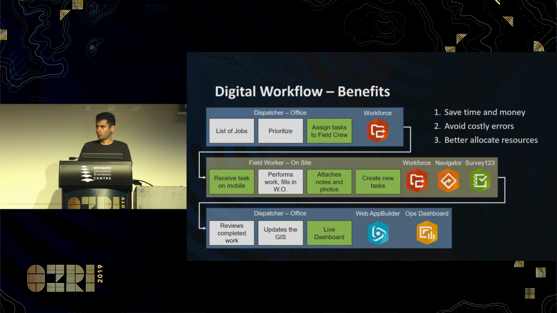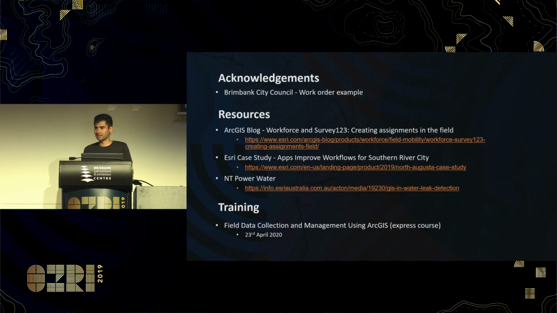And these benefits are by no means limited to city councils or field service companies either. In fact, the power and water corporations up in the Northern Territories transitioned from a paper-based workflow to a GIS-based mobility solution, and they were able to achieve a 70% increase in their rate of daily repairs, all while saving hundreds of thousands of dollars in operations costs. I'd like to thank the GIS team at Brimbank City Council for providing us with that sample paper workflow that we saw in our example.